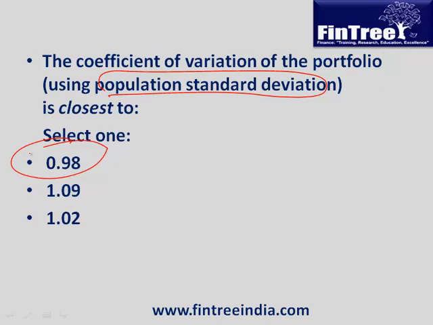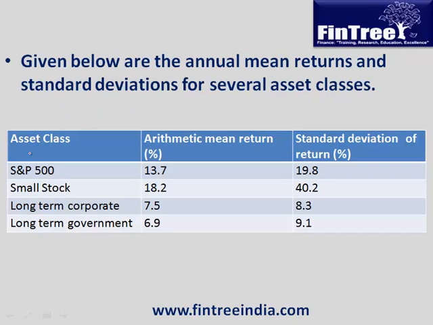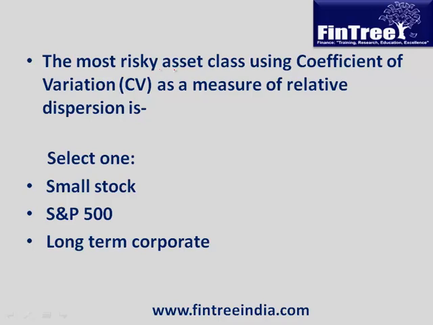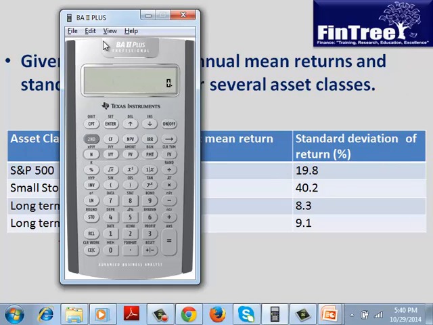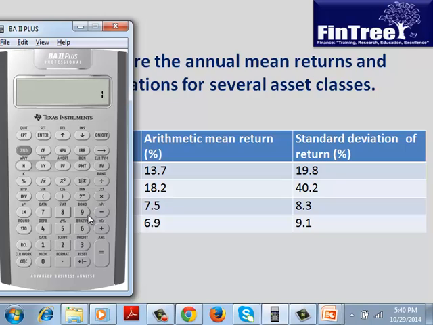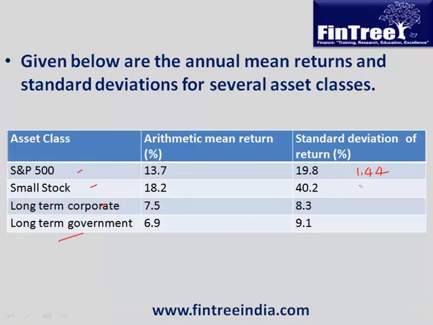Going ahead. Given below are the annual mean returns and standard deviations for several asset classes: S&P, small stock, long-term corporate, government. Which is the most risky asset class using coefficient of variation as a measure of relative dispersion? So we'll have to calculate the coefficient of variation for each one of them, which is simply standard deviation divided by mean. So 19.8 divided by 13.7, this would be 1.44.